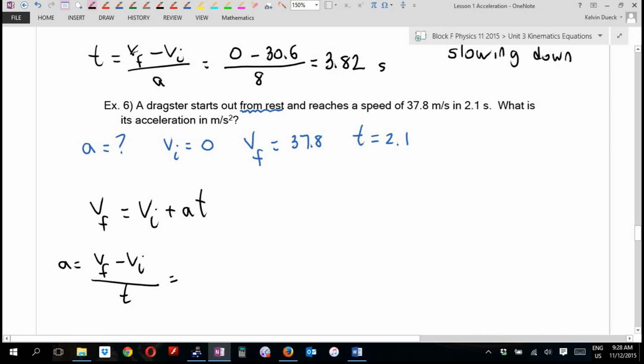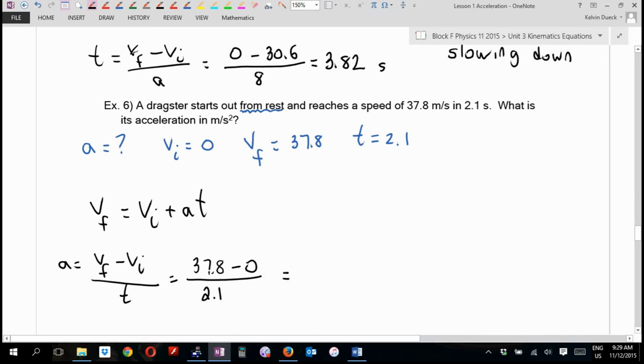Okay, now it's plug and chug. VF, 37.8. By the way, Connor, are we speeding up or slowing down? Should we get a positive or a negative answer? Oh, so I can even make the prediction ahead of time if I'm really paying attention.